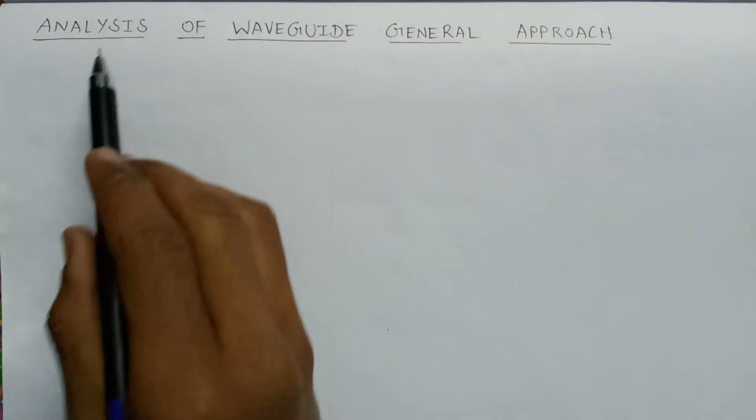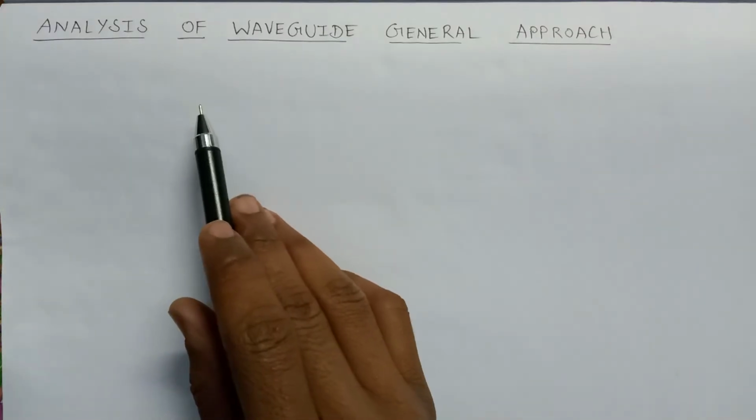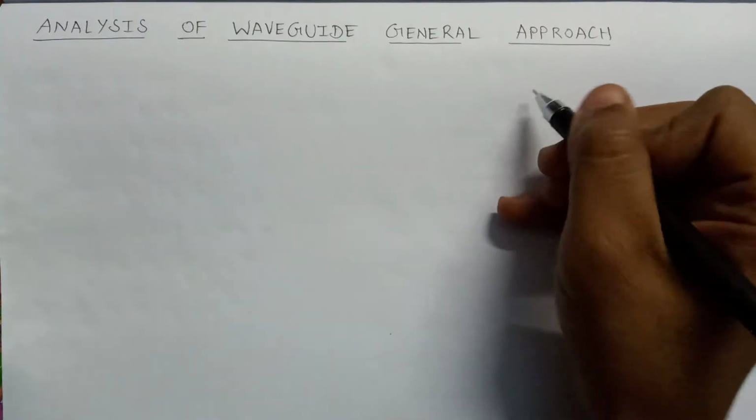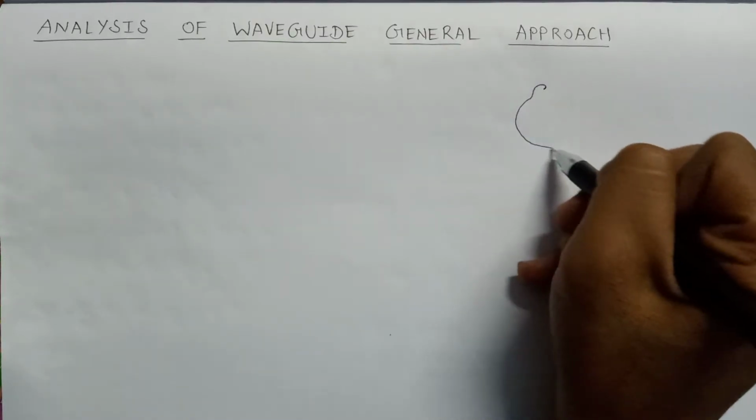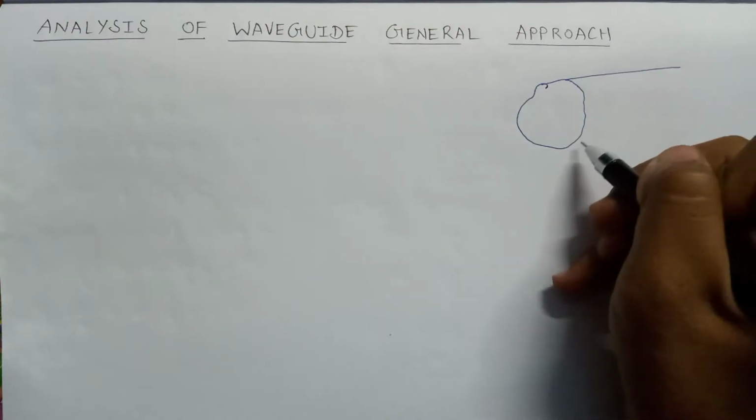Welcome all. In this lecture, we are going to discuss the analysis of waveguide, a general approach. So, for the analysis of waveguide, let us have a look at some arbitrarily shaped waveguide which is being attached with the conducting pipe.